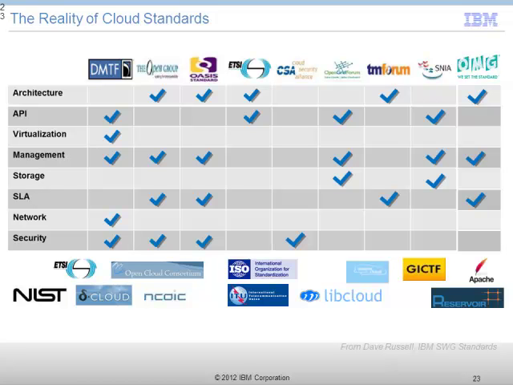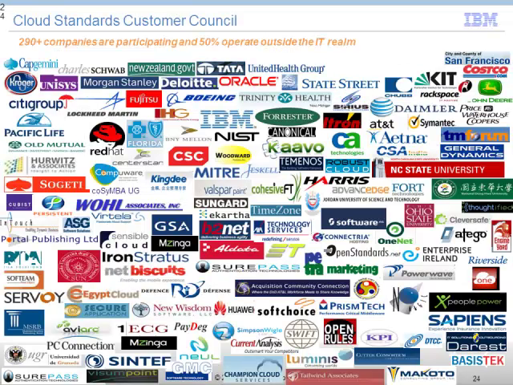I'm not going to go through what every single one of these organizations is doing, but the main key here is that there is a lot of activity happening. One of the organizations that is very helpful to helping customers make sense of this complexity is the Cloud Standards Customer Council. The purpose of that organization is to really look at the standards from the customer perspective.